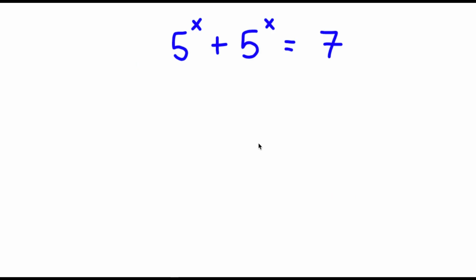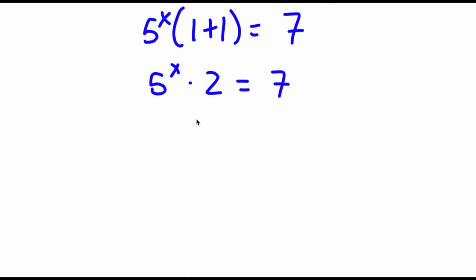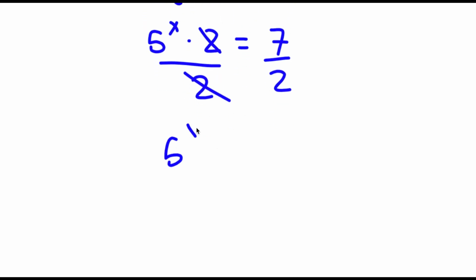Alright, so in this problem, I have 5 to the power of x plus 5 to the power of x is equal to 7. So to start, I'm going to factor out 5 to the power of x from my left-hand side. So now I have 5 to the power of x times 1 plus 1 is equal to 7. Now 1 plus 1 is equal to 2, so I have 5 to the power of x times 2 is equal to 7. Now I'm going to divide both sides by 2, so these two cancel out, and I get 5 to the power of x is equal to 7 over 2.